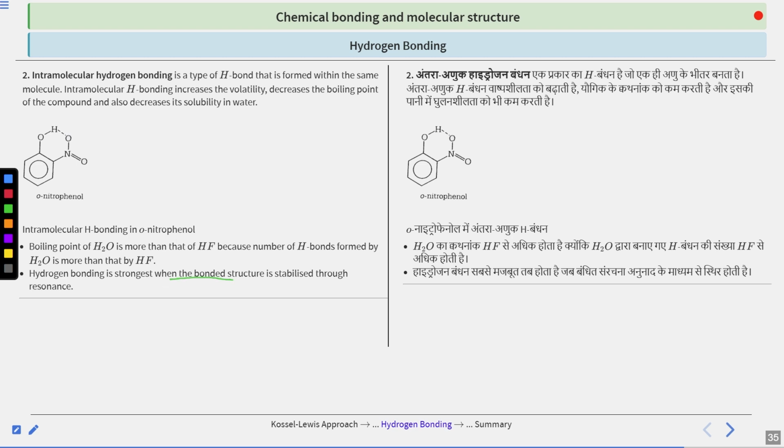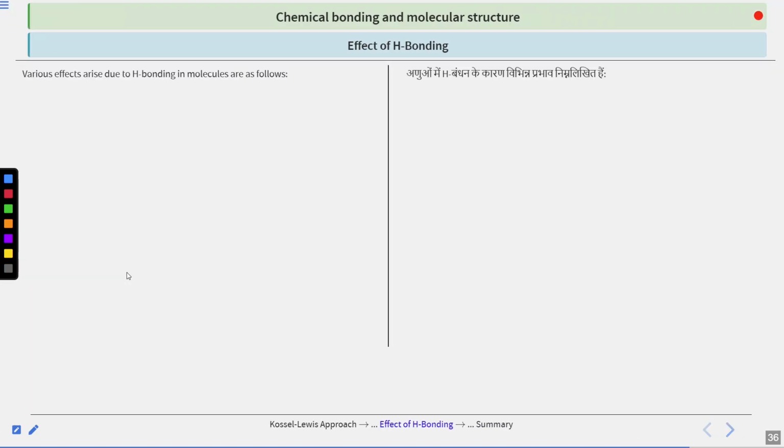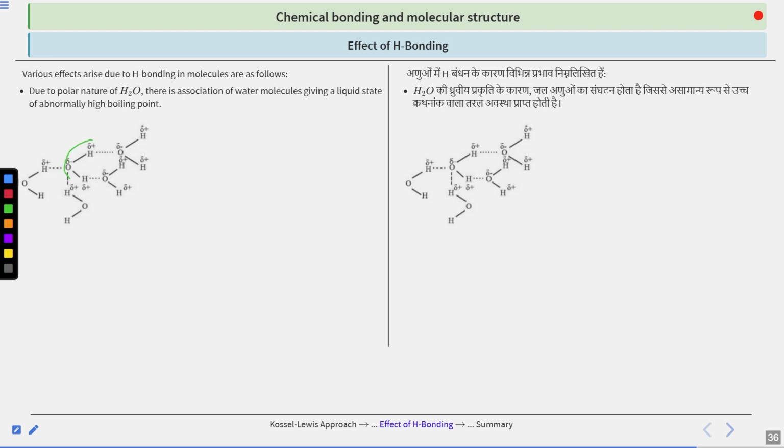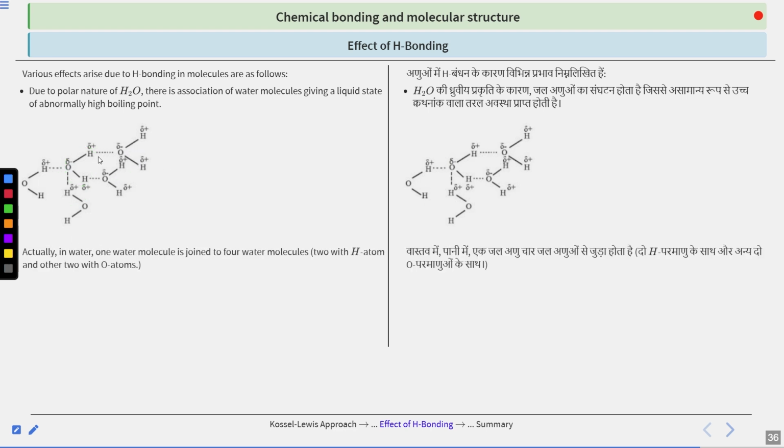Now hydrogen bonding is strongest when the bonded structure is stabilized through resonance. So this is also very important. Now the various effects due to hydrogen bonding are as follows. First is the polar nature of H2O. H2O is very polar in nature, and it has an abnormally high boiling point, although it has a very low dipole moment and a low molecular mass. This is the reason that one H2O is combined with 1, 2, 3, 4 other water molecules, a total of 5 water molecules. Sorry, one is attached to 1, 2, 3, 4 atoms, so it has a four-atom quadrant. So the next thing, the coordination number is 4. It is mentioned here also.